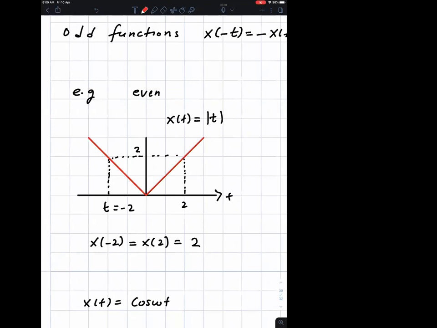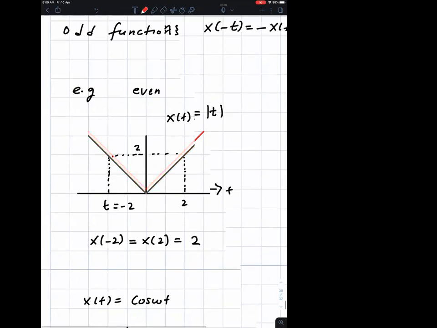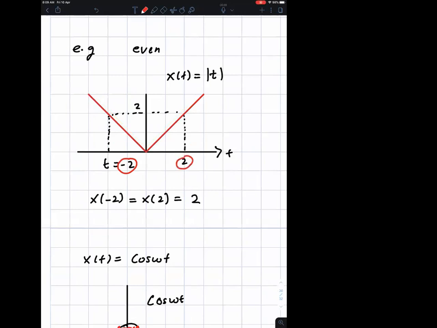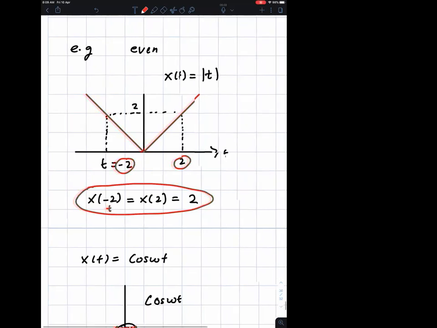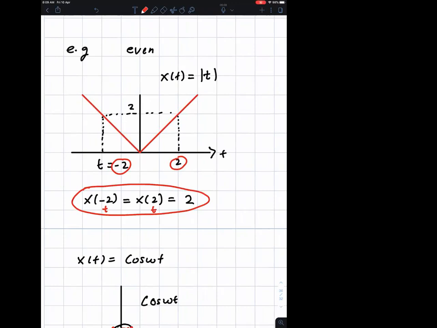Okay, so if you look, if you choose a value at -2 or 2, it's going to give you the same value. When x equals -2 and x equals 2, when time, in this case t, is equal to -2 and t is equal to 2, that's going to give you the same value. That's an example of an even function.